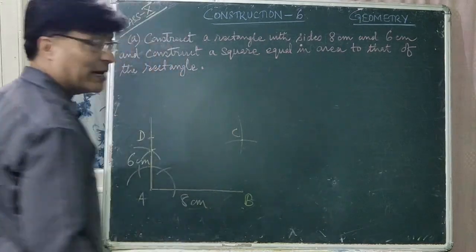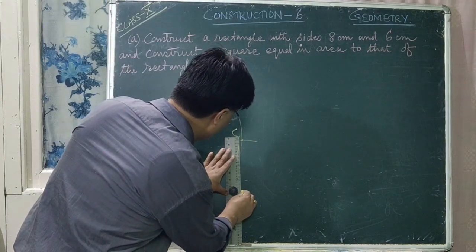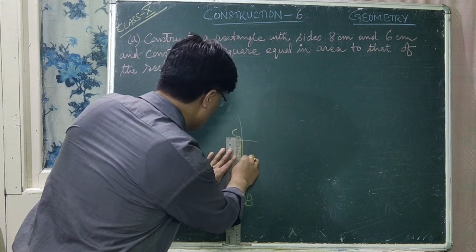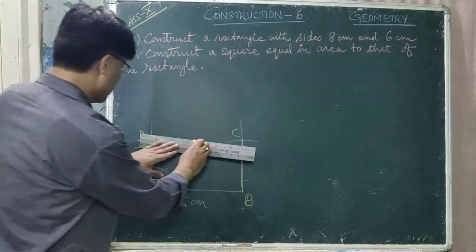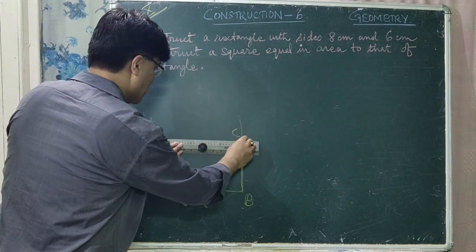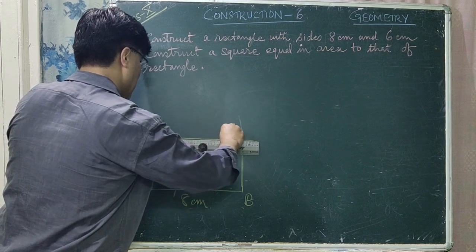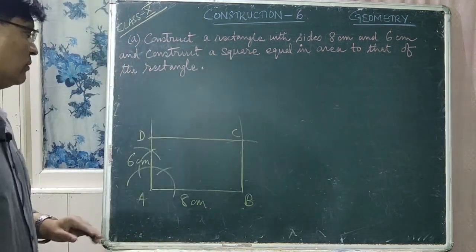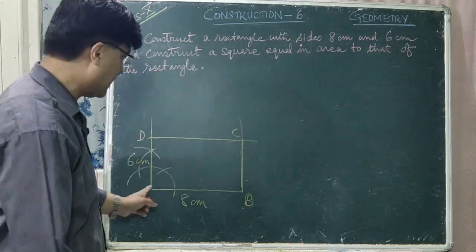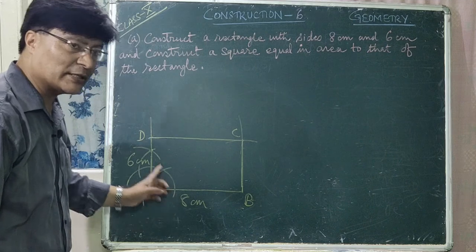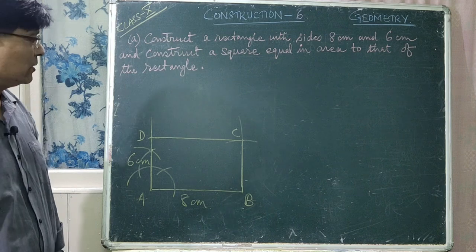So this point we marked as C. Now let us join C and B. Okay, C and B are joined. Now what do we join? C and D. So join this C and this D. C and D are also joined. So this is a rectangle ABCD whose length is 8 centimeter and the breadth is 6 centimeter. So I think you have understood it.